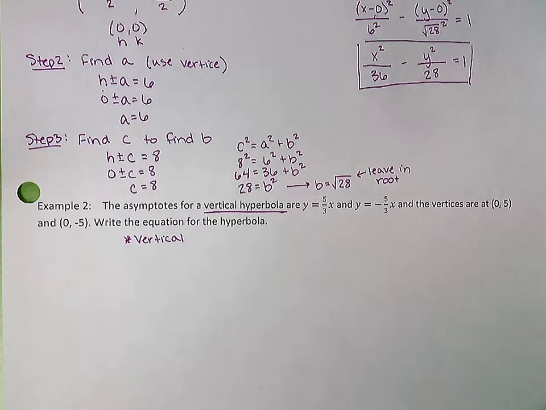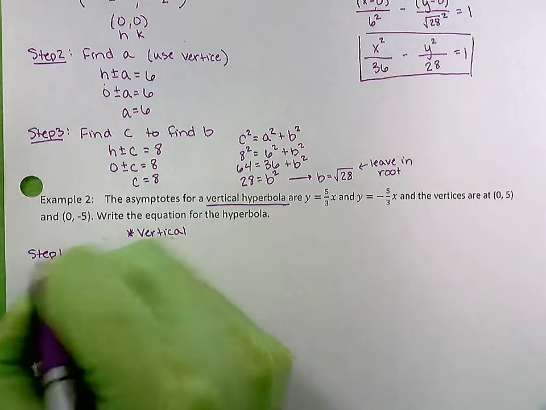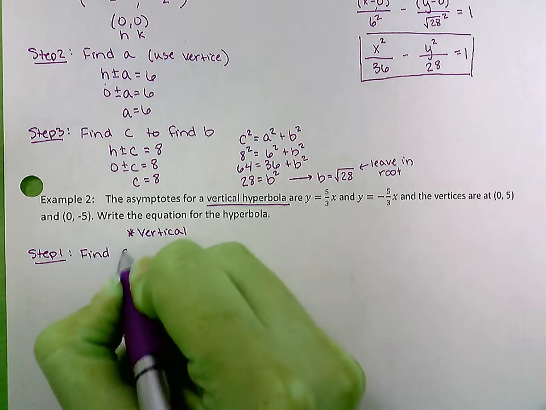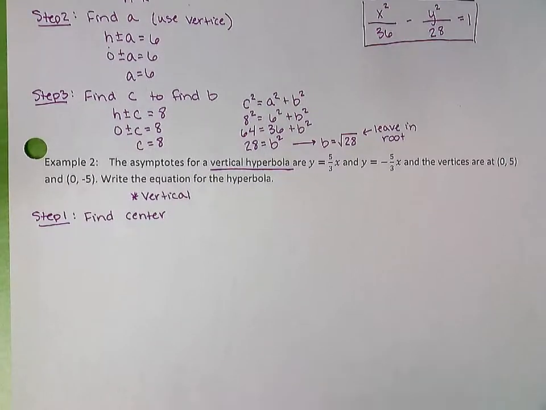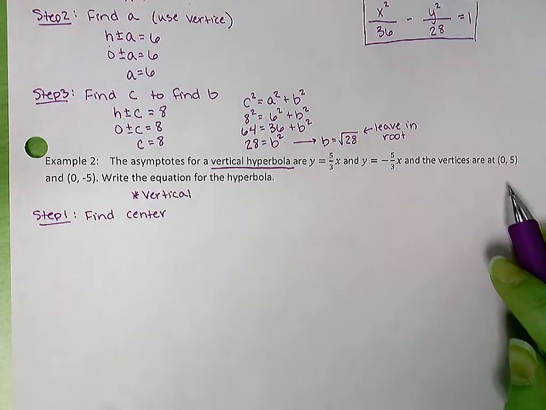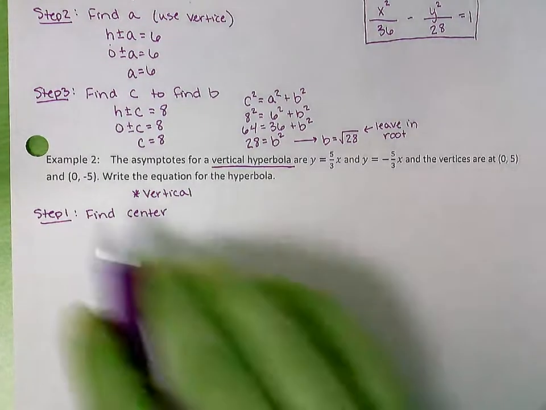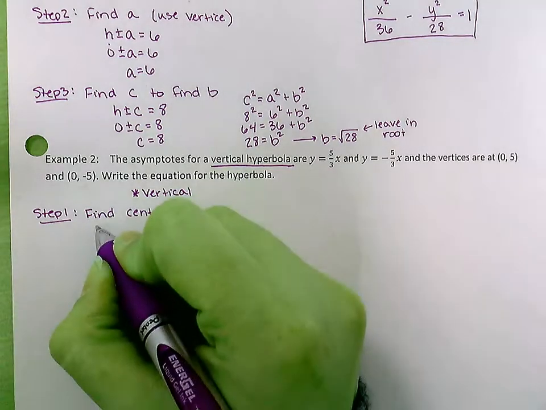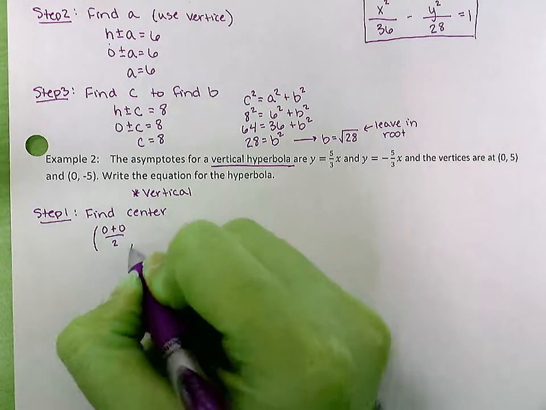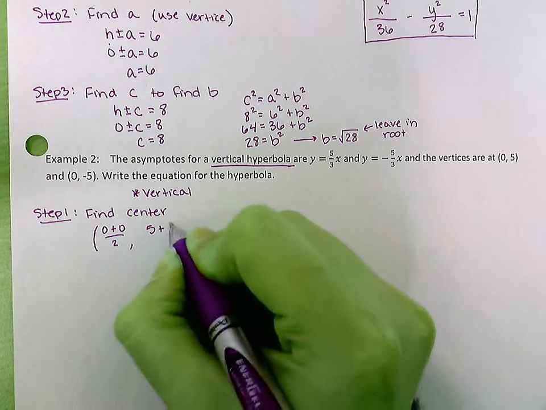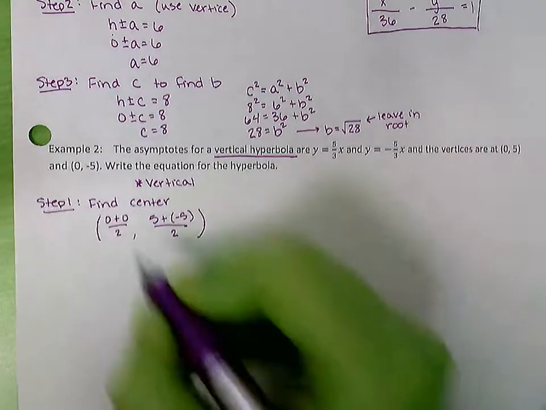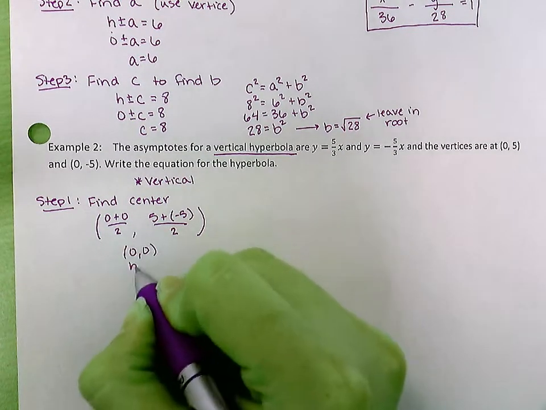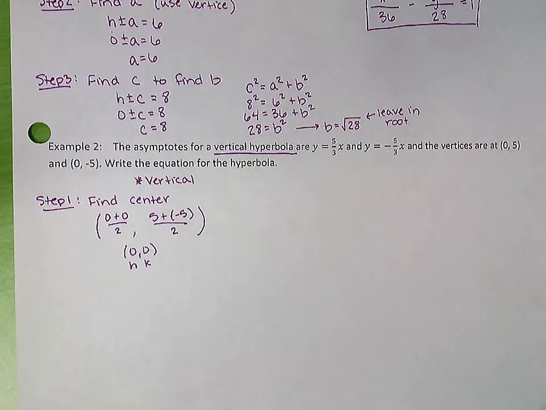Now, again, my first step is to find the center. Okay, so step 1, find center. Okay, so I need the midpoint of my vertices. So we have 0 plus 0 over 2, and 5 plus negative 5 over 2. So I do get 0, 0 as the center for my h and k values.